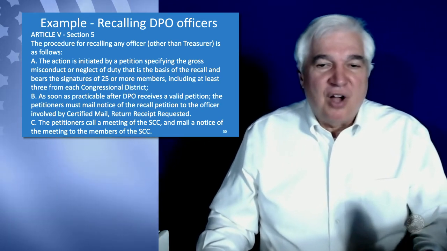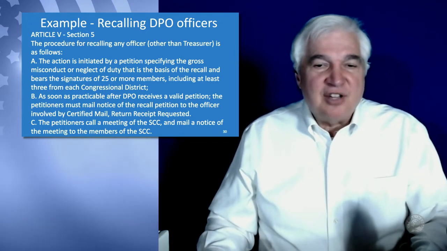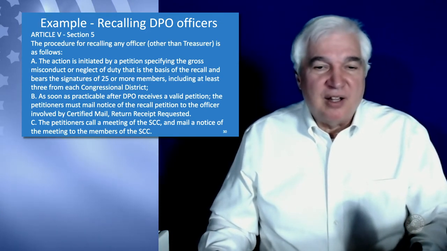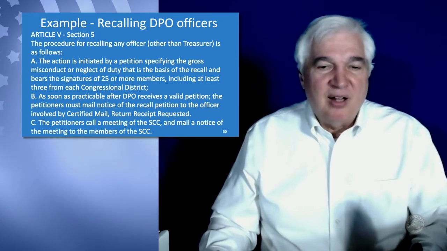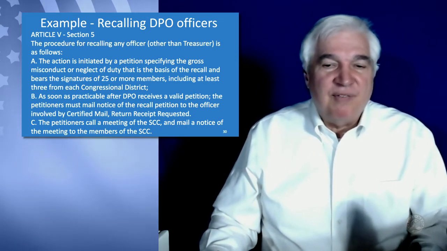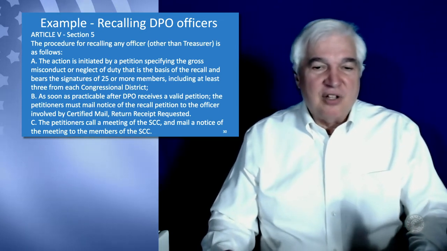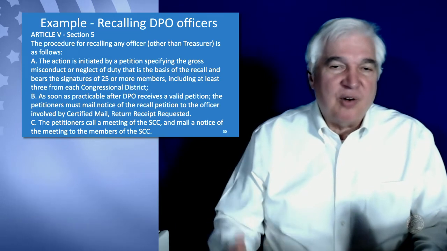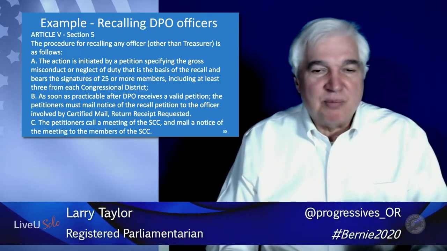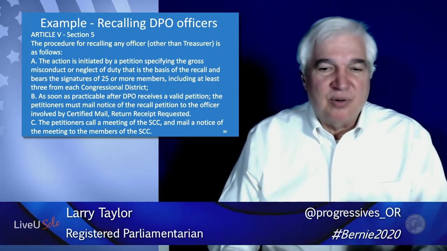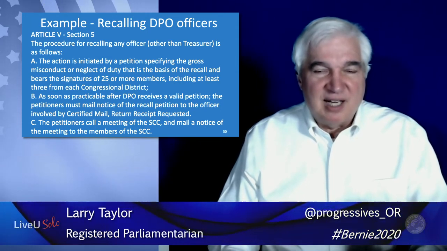The procedure for recalling any officer is as follows. The action is initiated by a petition specifying the gross misconduct or neglect of duty that is the basis of the recall and bears the signatures of 25 or more members, including at least 3 from each congressional district. Currently, Oregon has 5 congressional districts. You would need at least 3 signatures from each of the congressional districts plus the balance to equal 25 or more. And these are signatures of members of the State Central Committee.